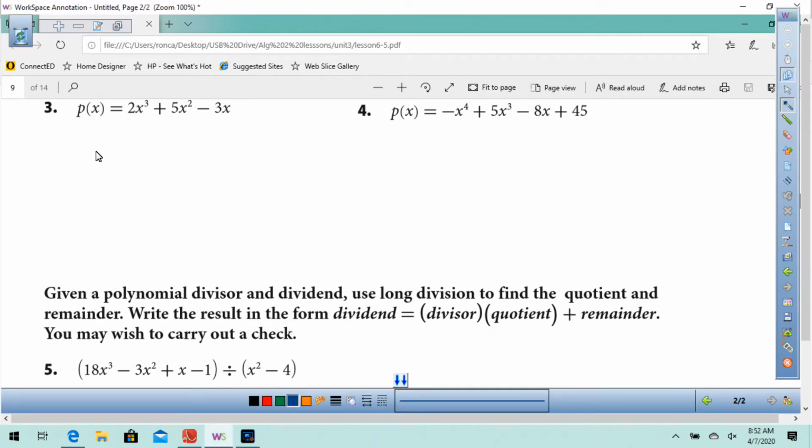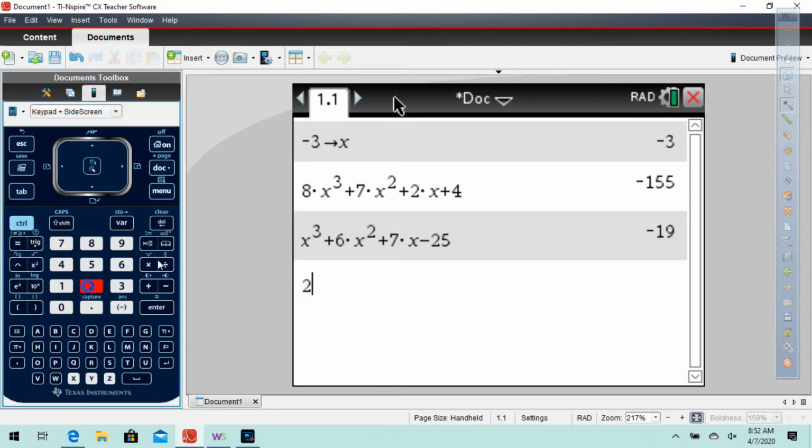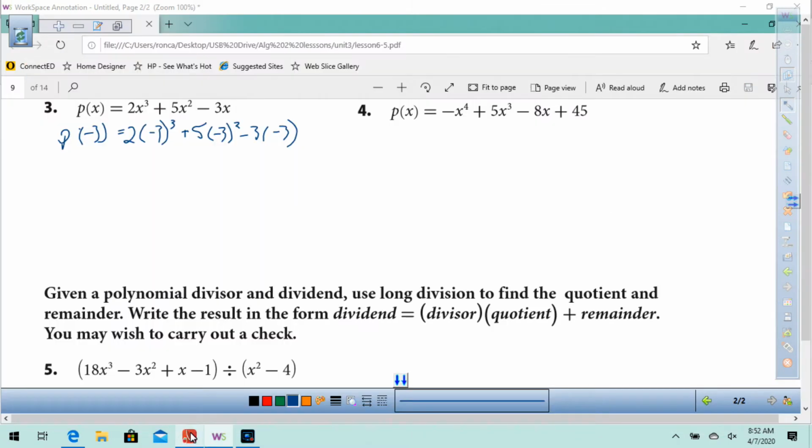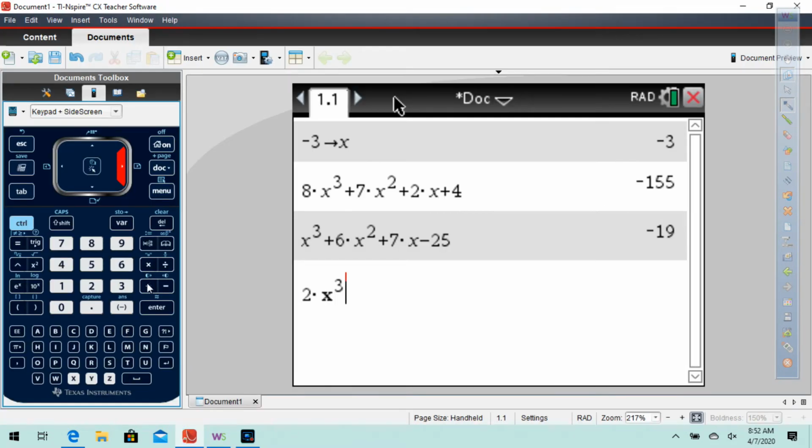And now, allergies are killing me. -3. That's 2 times -3 cubed plus 5 times -3 squared minus 3 times -3. And we'll put that in our calculator. 2 times x cubed plus 5x squared minus 3x, I believe it was. Is that right? It is. And that gives us 0.